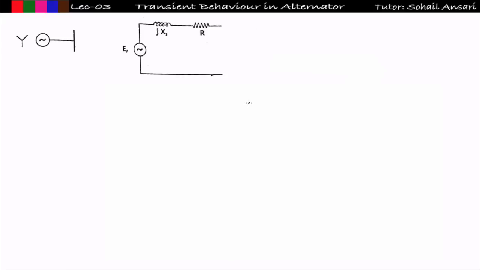Now in this lecture, we will see the same concept in alternator, that is the transient behavior in alternator, that is in synchronous machine. So let's get started.